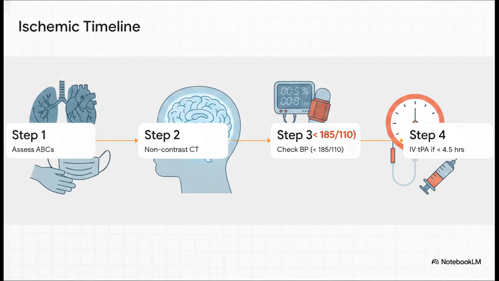Now, reordering our findings into a real-world timeline, your immediate actions for ischemic patients have to follow this strict chronological pathway. You secure the airway, get that non-contrast CT to rule out blood, aggressively manage that blood pressure, keeping it under 185/110, and then you clear the patient for clot-busting therapy if they are within that crucial 4.5-hour window.